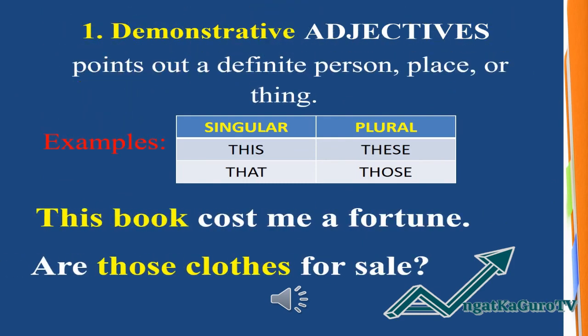Let's proceed to number 1, demonstrative adjective. Demonstrative adjectives point out a definite person, place, or thing. They are singular, this and that, and plural, these and those. Examples: this book cost me a fortune. And number 2, are those clothes for sale?